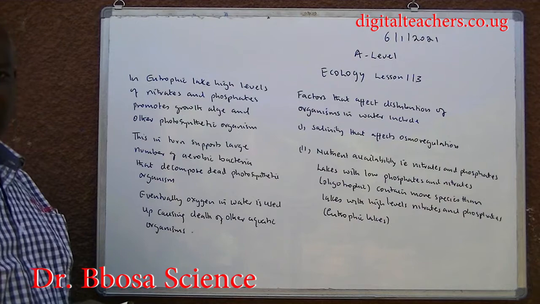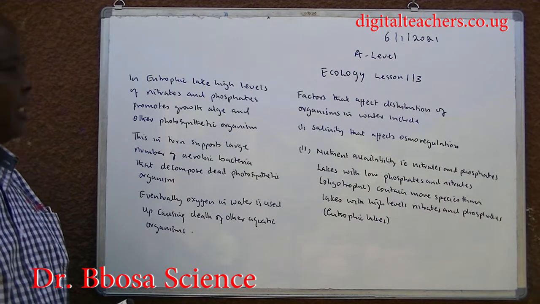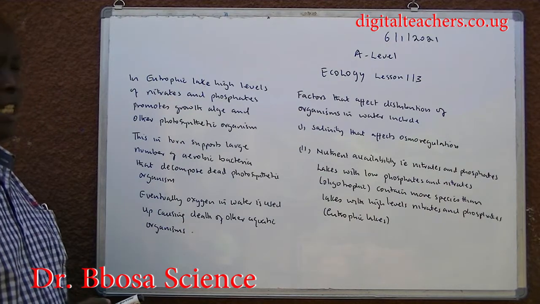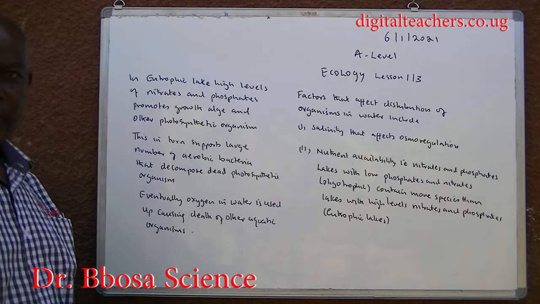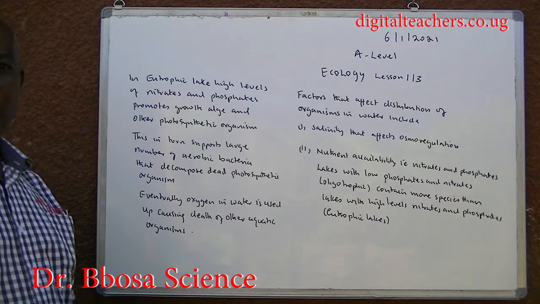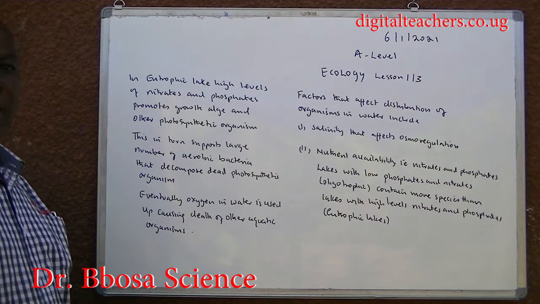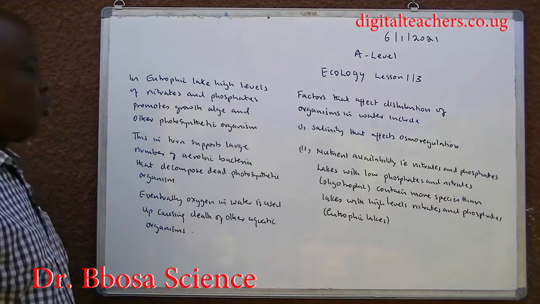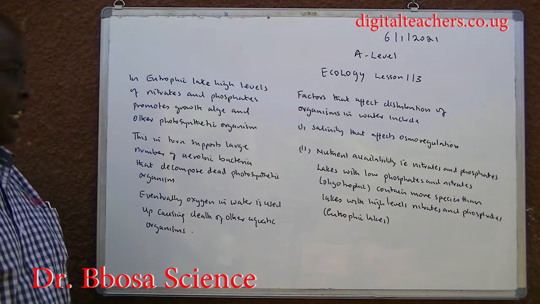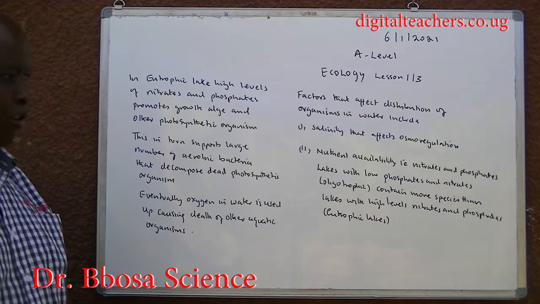Factors that affect distribution of organisms in water include: 1. Salinity, that affects osmoregulation. Animals that cannot osmoregulate cannot live in fresh water. 2. Nutrient availability, that is nitrates and phosphates.